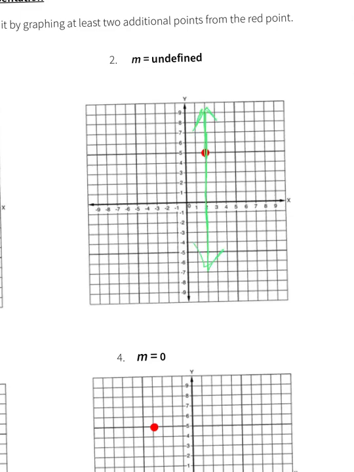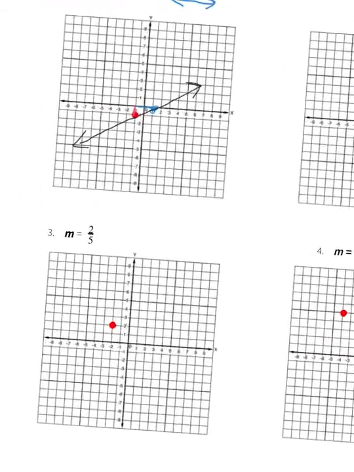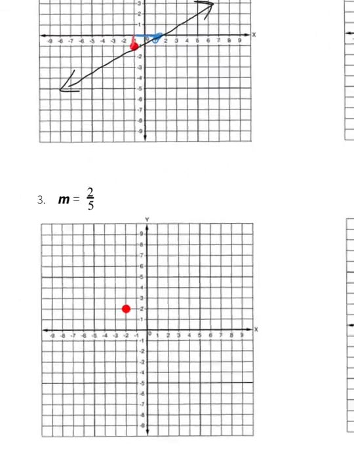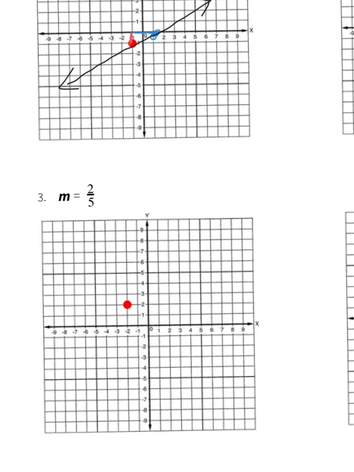So that is undefined. Moving on, we have the slope M is equal to 2/5. We know that our top is our up and down, so we're up 2, 1, 2, and our bottom is our left to right. It's 5, so we're over 5. 1, 2, 3, 4, 5. All right, there you go. And your second point goes there, and now to draw the line, you must connect the dots. So this line represents the slope, 2/5.